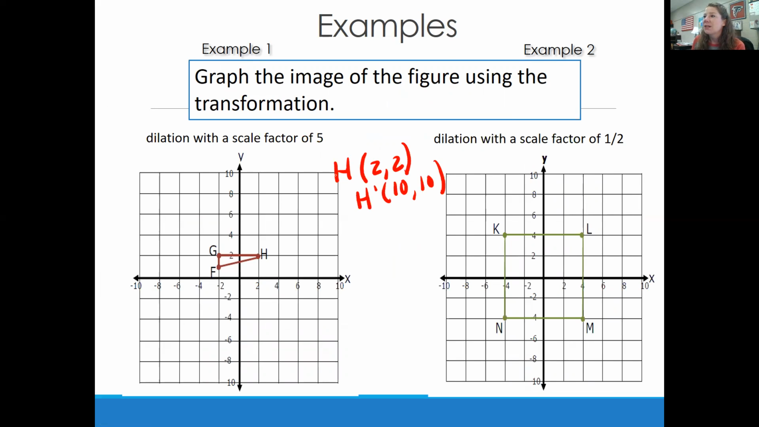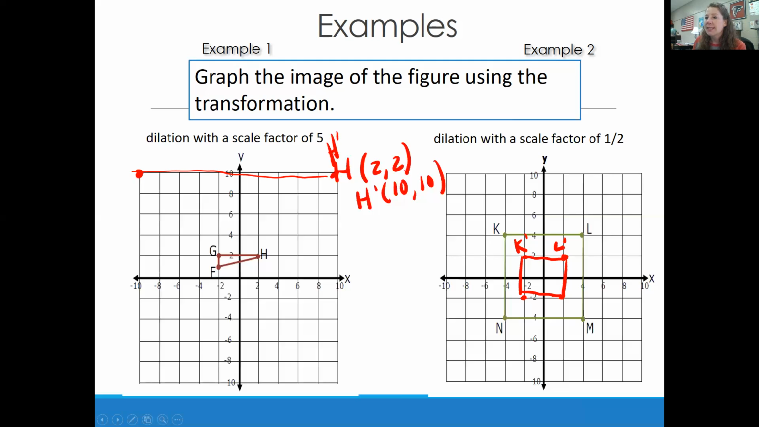All right, so here will be H prime, way up here in the corner. G would be at negative 2, 2. It's going to be way over here at negative 10, 10. Anyway, it's a big figure. And the same thing with this one. If L is at 4, 4, and our scale factor is 1/2, half of 4 is 2, 2. So we're just making a little square right in the middle. So you would just take each of the coordinates and multiply them by your scale factor.